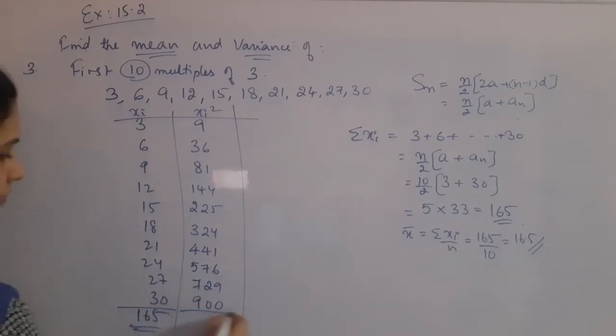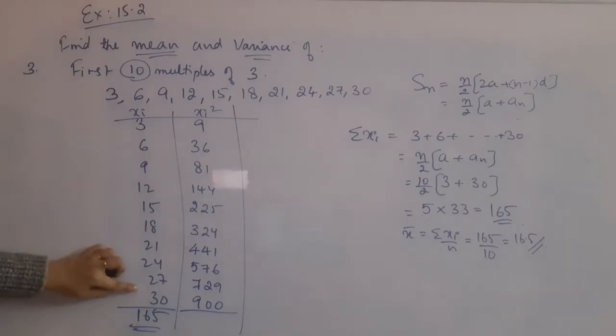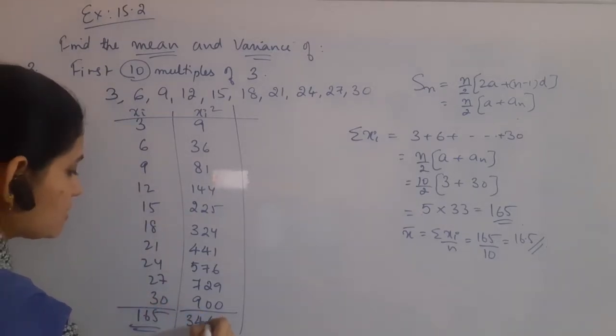So what will you get, the total? How much will you get? Just calculate. I'll write it, and you check whether it is correct or not. 3465.